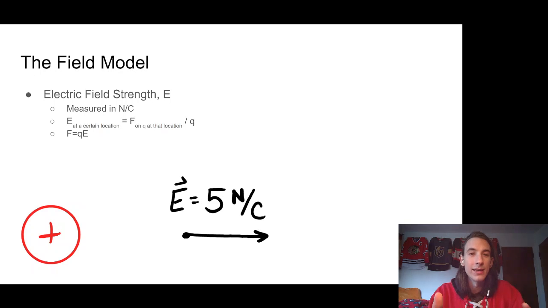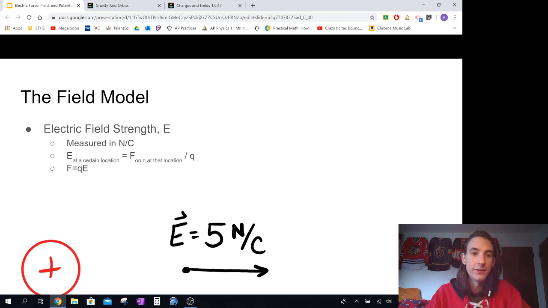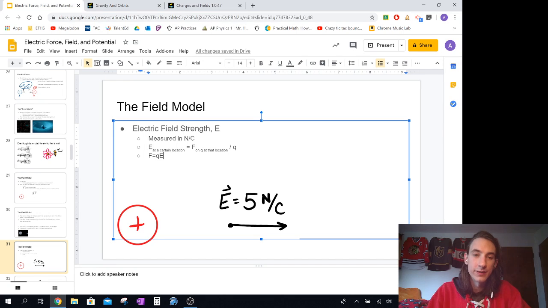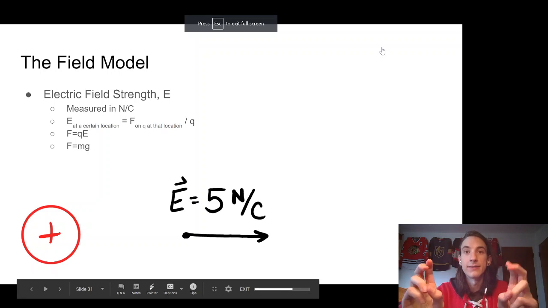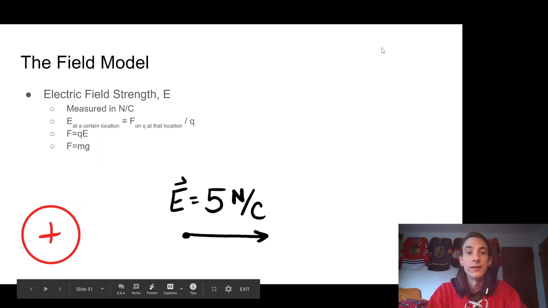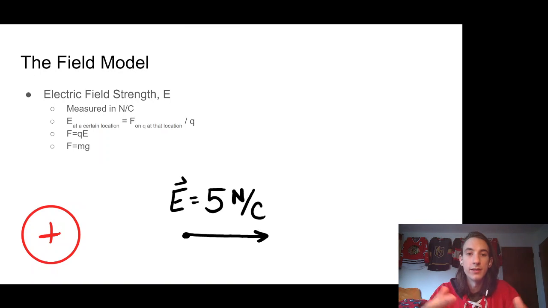And then if we move this equation around to mirror the gravitational equation that we looked at, we can say F is equal to Q times E, the same way that our gravitational force is equal to m times g. So the object that we're bringing into the field, the test object, either test mass or test charge, times the field strength is going to equal a force.